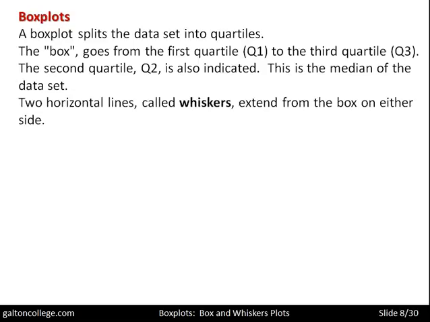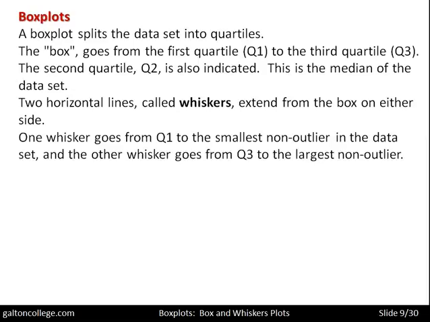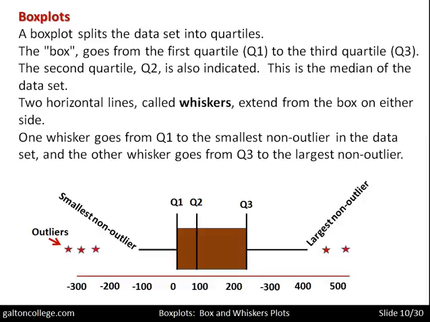Two horizontal lines called whiskers extend from the box on either side, and we'll see what this looks like in a second. One whisker goes from Q1 to the smallest non-outlier in the data set. The other whisker goes from Q3 to the largest non-outlier.